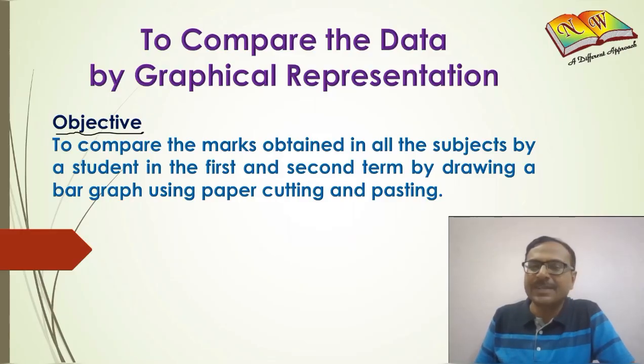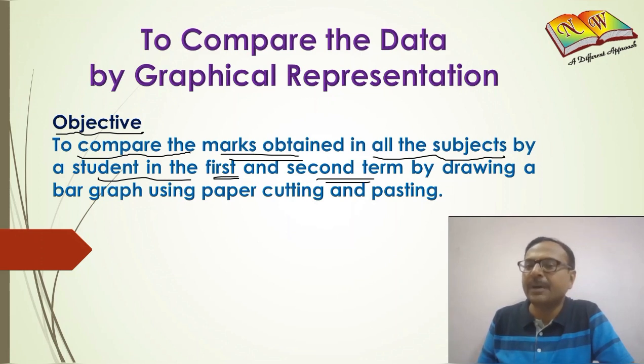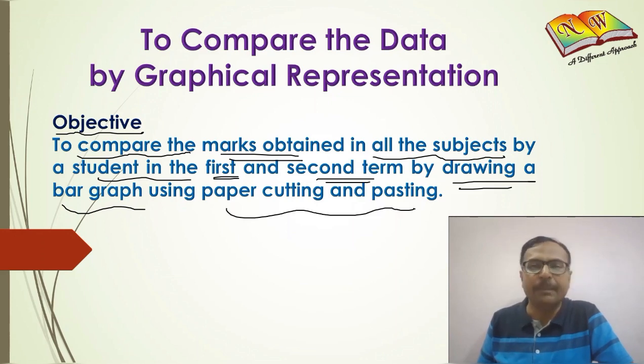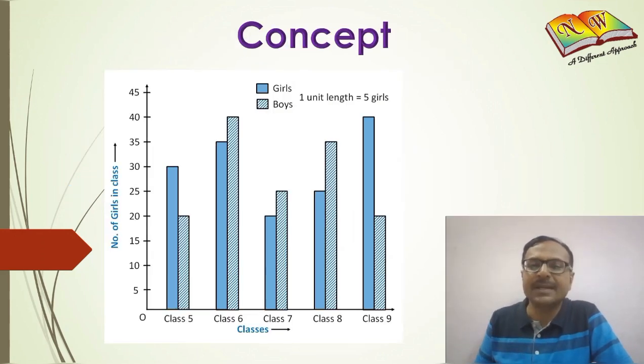The objective of this activity is to compare the marks obtained in all the subjects by a student in the first and the second term by drawing a bar graph, and that will be done using paper cutting and pasting. Let's understand the concept of a bar graph or a double bar graph for that matter.